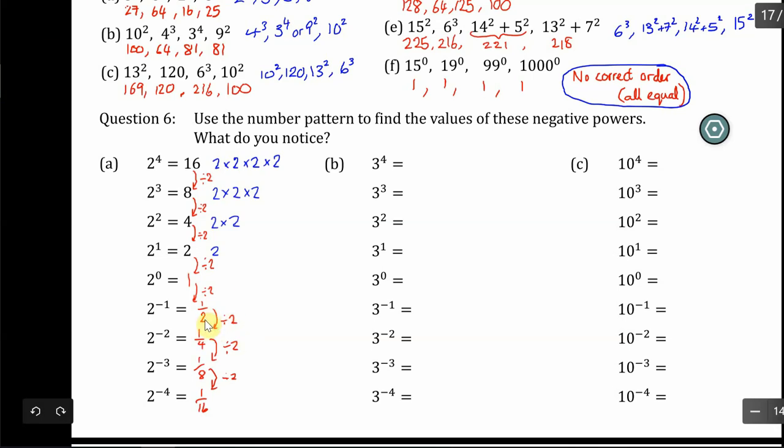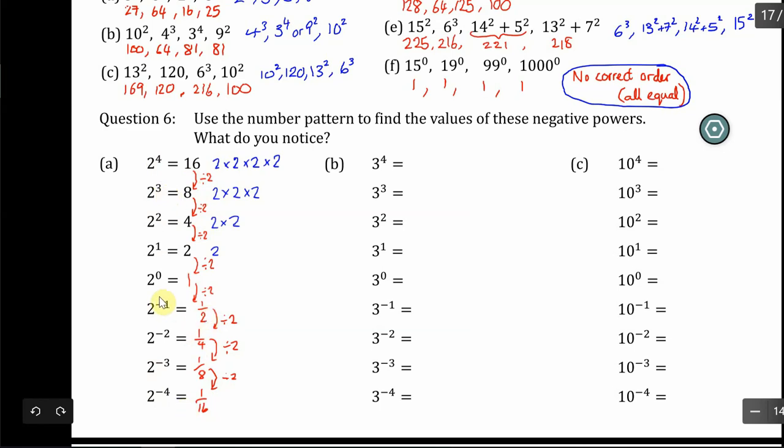Now look at what you notice about those numbers. Look at the denominator of those fractions. Here we've got 2, and 2 to the power of 1 was 2. In 2 to the power of -2, the denominator is 4, and in 2 squared it was 4. 2 to the power of -3, the denominator was 8. 2 to the power of 3 was 8. 2 to the power of -4, the denominator is 16. 2 to the power of +4, the answer was just 16. So we're getting the same numbers, they're just on the bottom of a fraction with a 1 on the top.